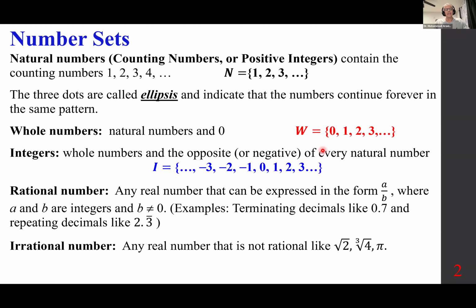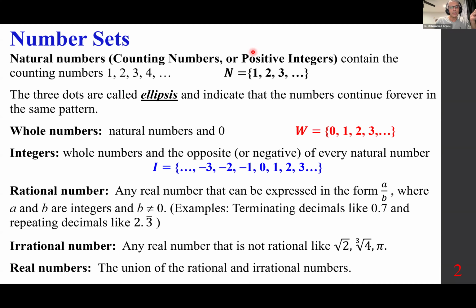Irrational number. What's an irrational number? Any real number that is not rational. Example: square root of 2, cube root of 4, pi. Pi is an example of a non-terminating, non-repeating decimal. So pi is 3.14159, and it continues indefinitely. And of course, real numbers: the union of the rational and irrational numbers gives us a set called the set of real numbers.